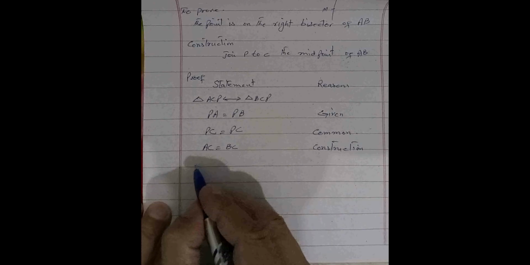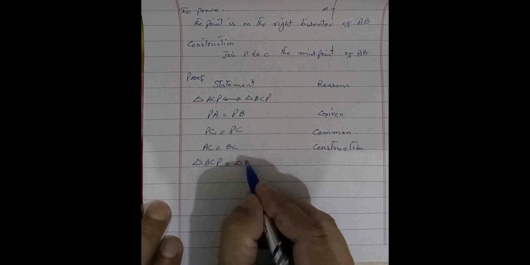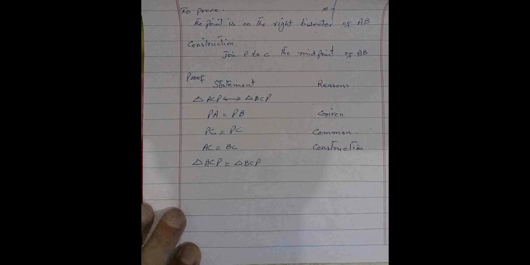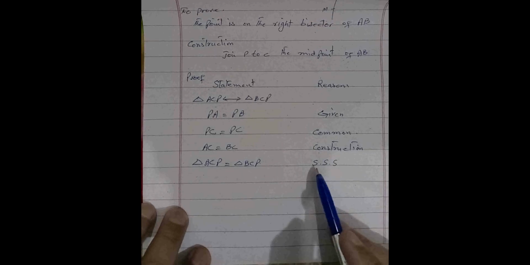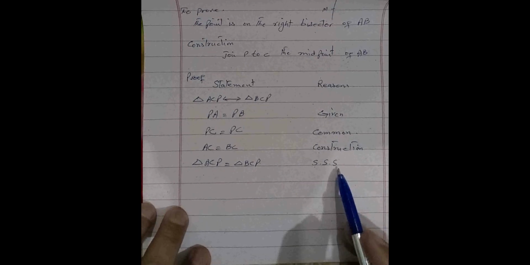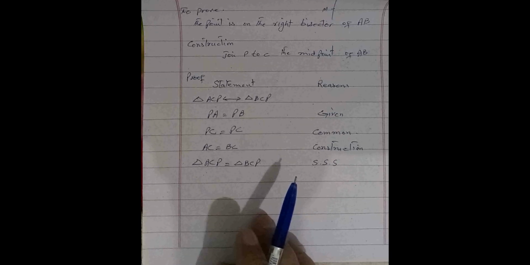So triangle ACP is equal to triangle BCP, and the reason is three sides. When three sides of a triangle are equal, the triangles are equal. SSS stands for side, side, side. The three sides of one triangle are equal to the three sides of the other triangle. Hence, the two triangles are equal.